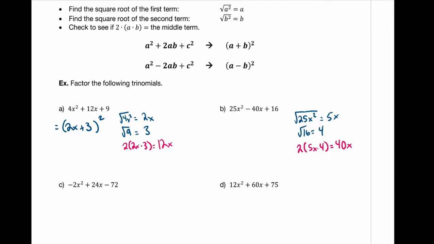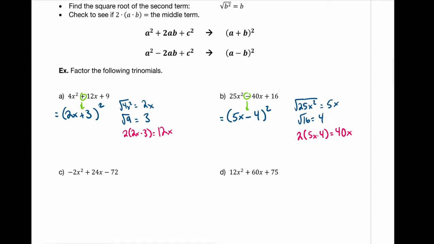I'm not too worried about the sign, because remember, the sign is just going to indicate what the sign between the two terms is. So if I factor this, the first term will be 5x, the last term will be 4, it will be squared, and the sign will be minus because of that minus. And same with the first one, it was plus because of that plus. So again, it's just about recognizing the patterns.